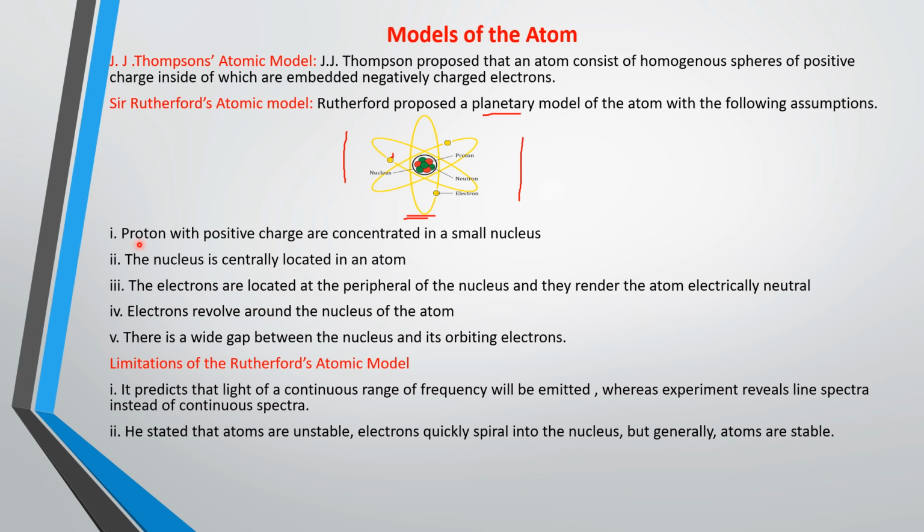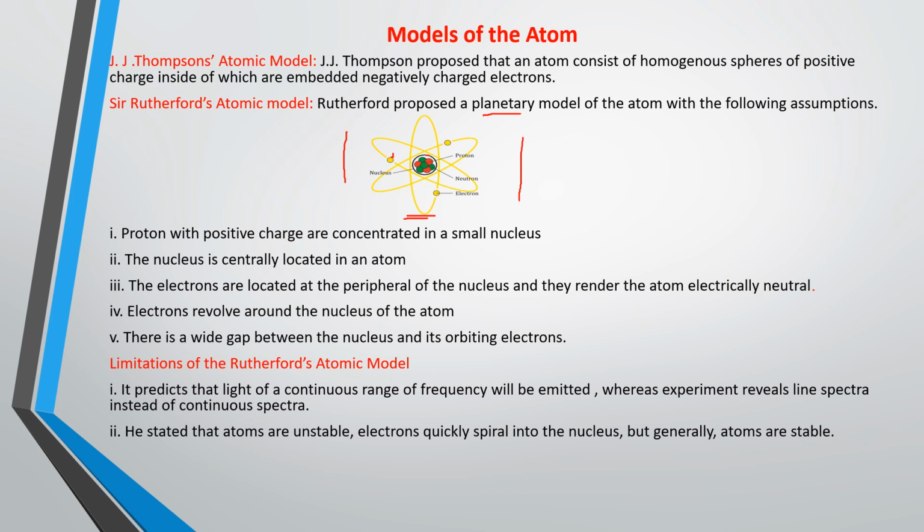One, protons with positive charge are concentrated in a small nucleus. You can see the protons in this small nucleus here. Then the nucleus is centrally located in an atom. That's exactly what you are seeing here. The electrons are located at the periphery of the nucleus, and they render the atom electrically neutral.